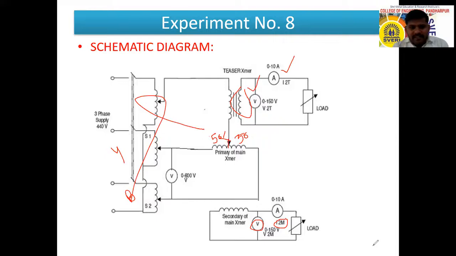All of you getting the connection diagram? We want to do the same connection and perform the practical. All of you getting? Give me reply immediately. Yes, sir. Okay.